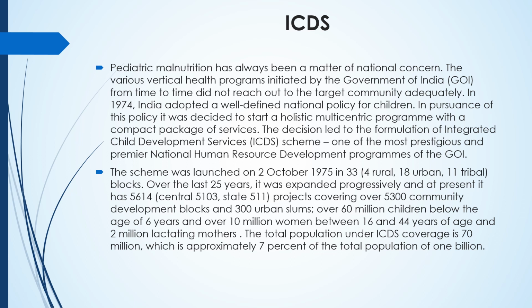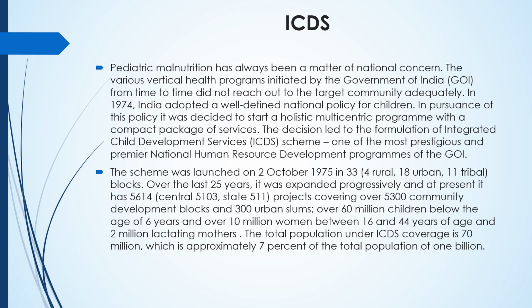The scheme was launched on 2nd October 1975 in 33 areas, where 4 rural, 18 urban, and 11 tribal blocks were initially started with ICDS. Over the last 25 years, it has expanded progressively. At present, it has how many centers? 5,614 blocks. They are distributed across the states of India.